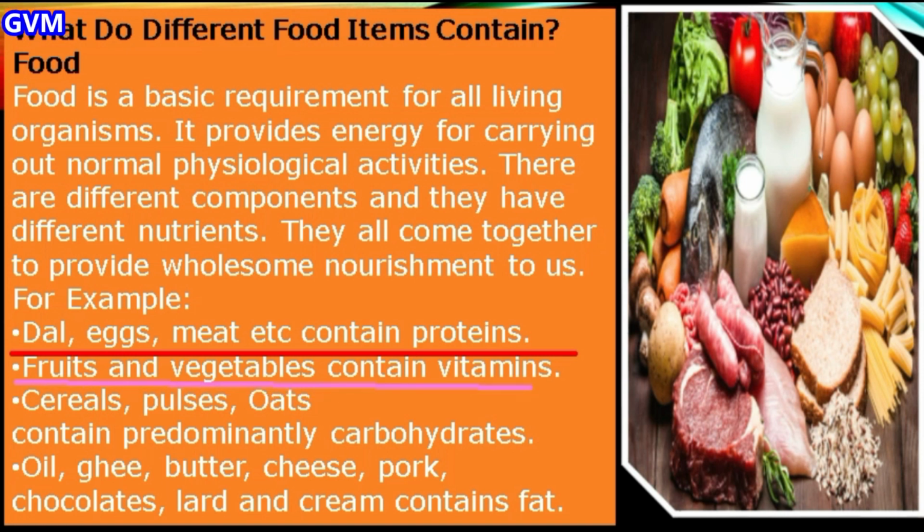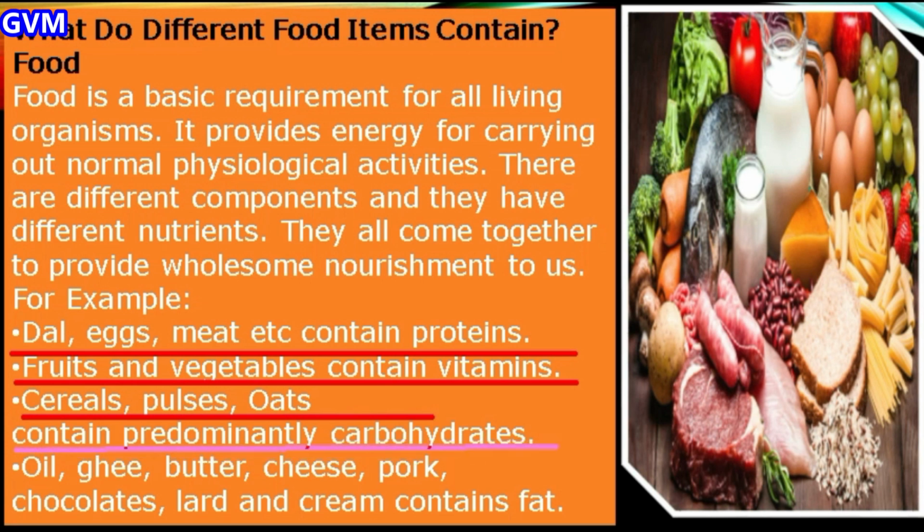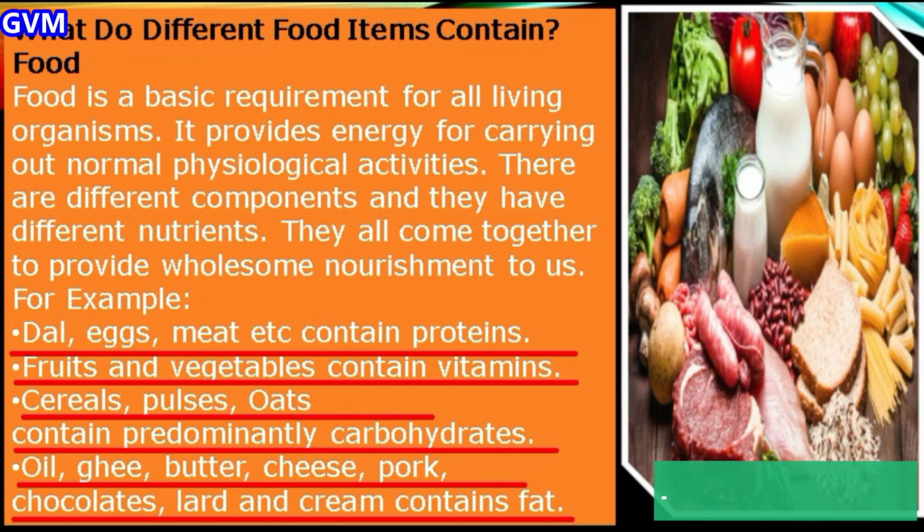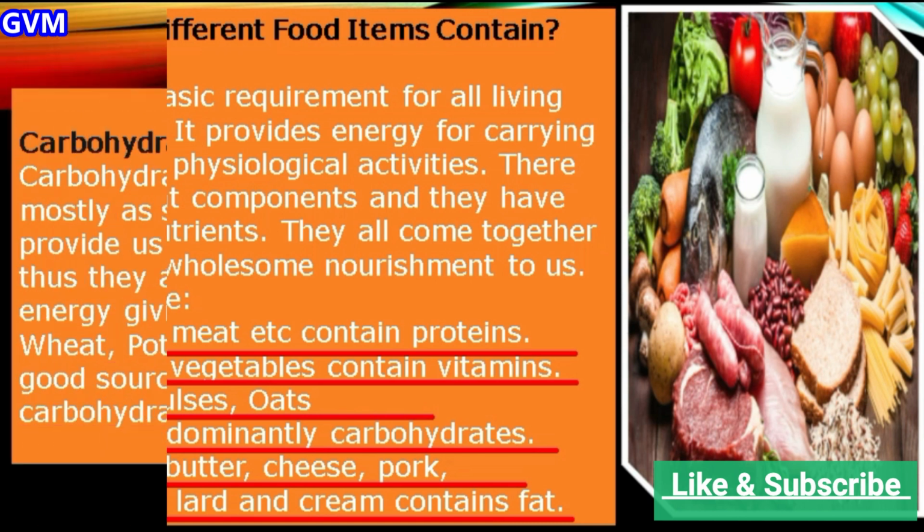Fruits and vegetables contain vitamins. Cereals, pulses, oats contain predominantly carbohydrates. Oil, ghee, butter, cheese, pork, chocolates, lard and cream contain fats. So it is necessary that the food we take consists of different kinds of food items. Now moving on towards the next slide.